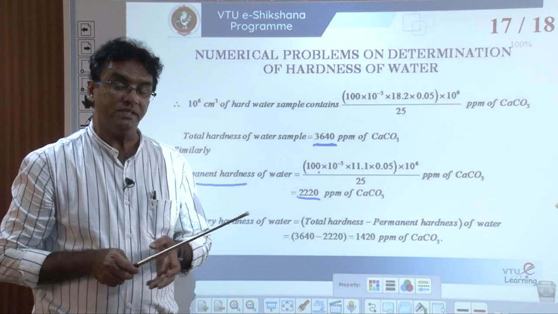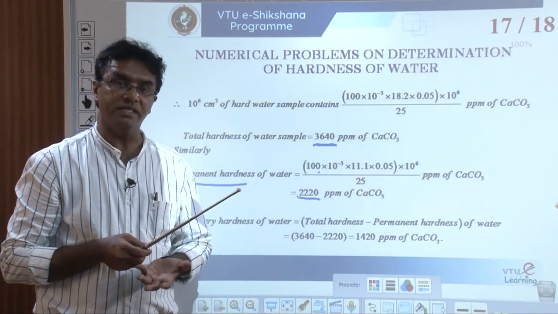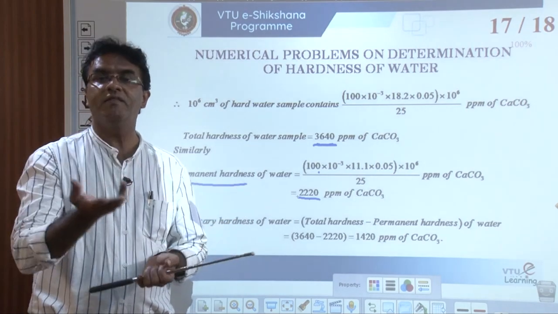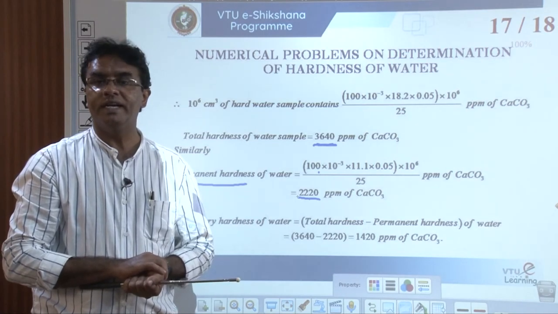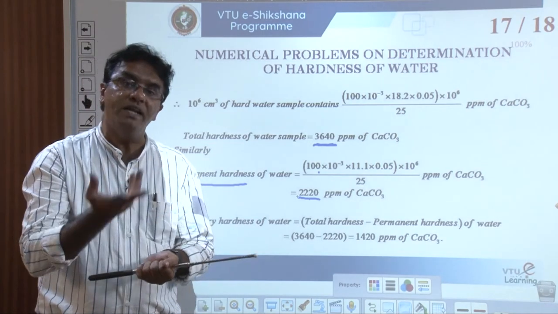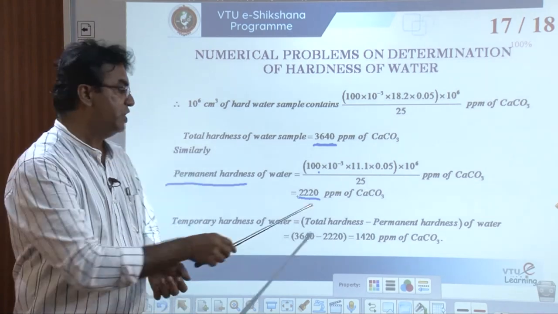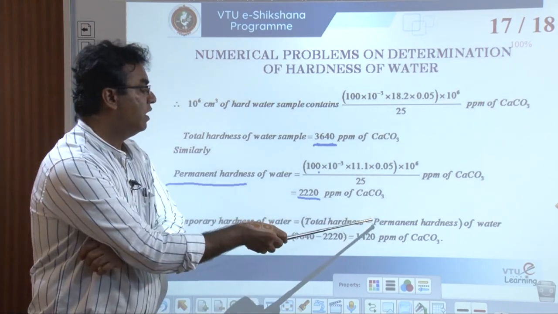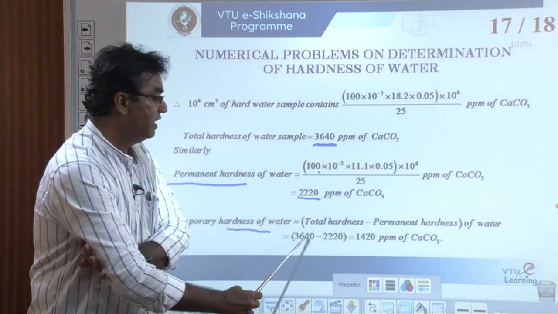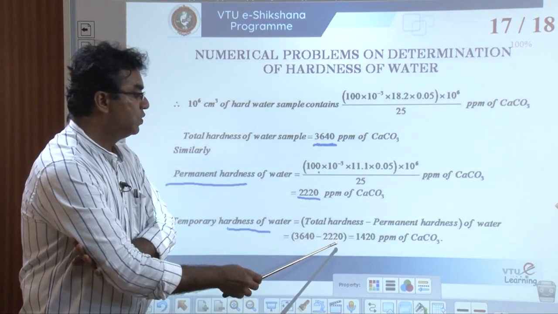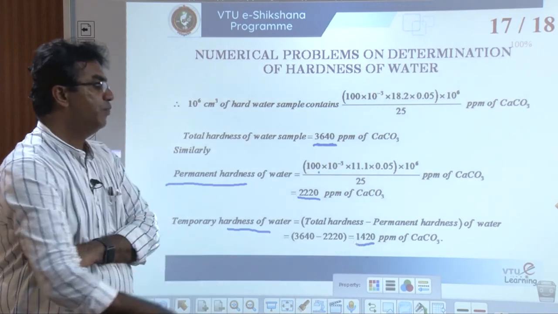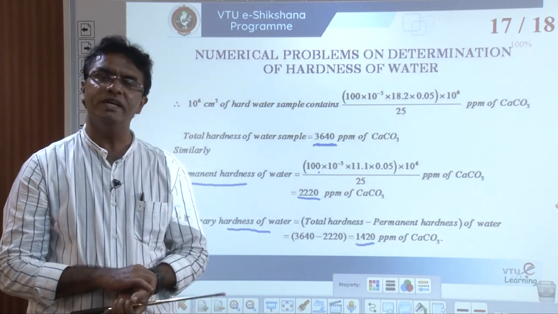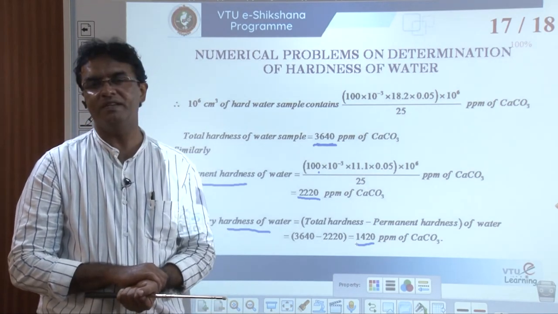So the point is, whichever is the highest value you get, that is always total hardness. A lower value will always be either permanent or temporary hardness. Here they have given the titration value after boiling the water, therefore that corresponds to permanent hardness. You are getting 2220, and therefore the temporary hardness of the water sample is always equal to total hardness minus permanent hardness of the water sample. That is equal to 3640 minus 2220. You are going to get 1420 ppm of calcium carbonate. This is the temporary hardness of the given water sample.